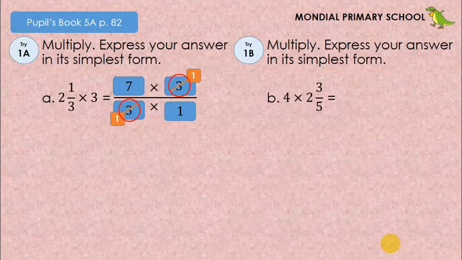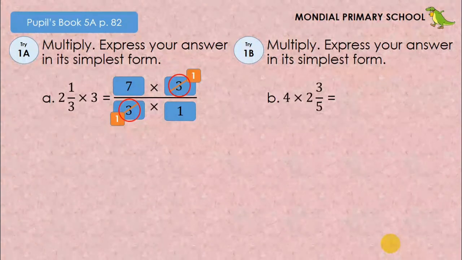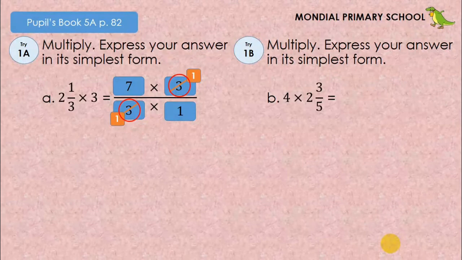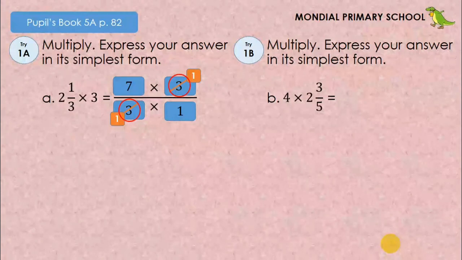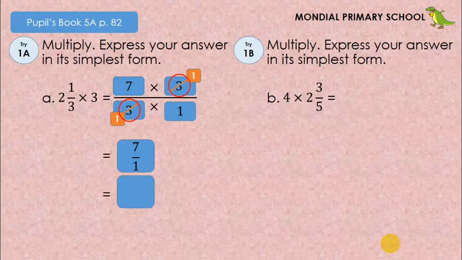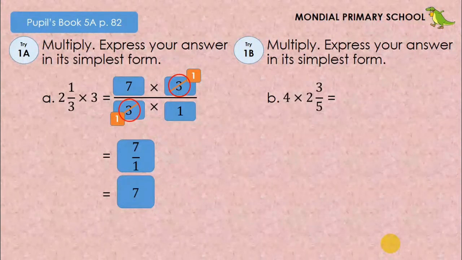So, what is 7 times 1? 7. Nice. Next, what is 1 times 1? 1. Good job. Then, what is the product of 2, 1 out of 3 and 3? 7 out of 1. Or we can simplify, write 7. How about try 1B part B? You can use the same way as the previous one.